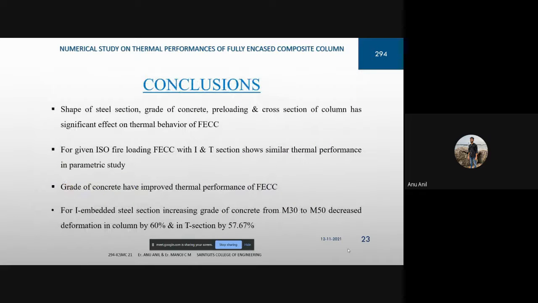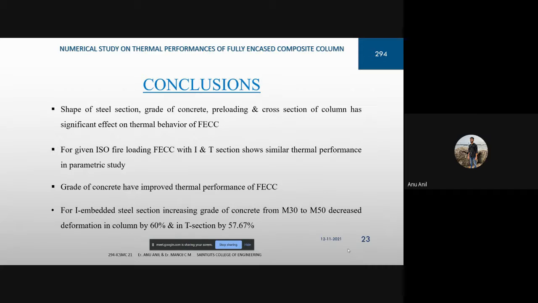So from the conclusions, we can say that the shape of steel section, grade of concrete, preloading, and cross section of column have significant effect on thermal behavior of fully encased composite column. For a given preloading, fully encased composite column with I and T section shows similar thermal properties in the parameter study. Also, the grade of concrete has improved thermal performance of fully encased composite column.